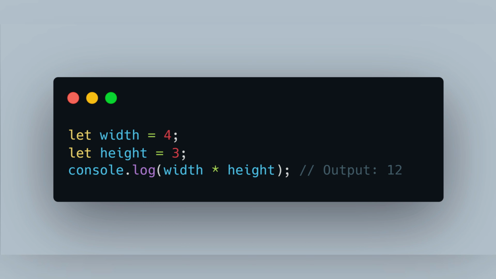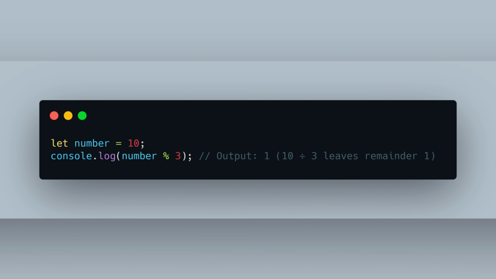Multiplying 4 by 3 gives us 12, just like finding the area of a rectangle. Now division lets us split one number by another. Imagine you have 24 cookies and 6 friends. Each friend gets 4 cookies. That's division. Finally, the modulus operator gives us the remainder when dividing numbers.